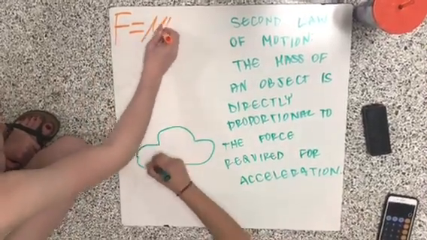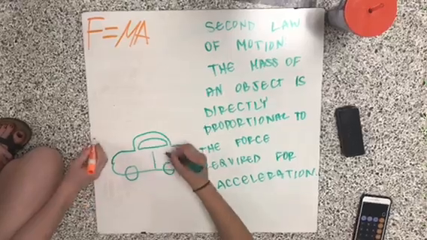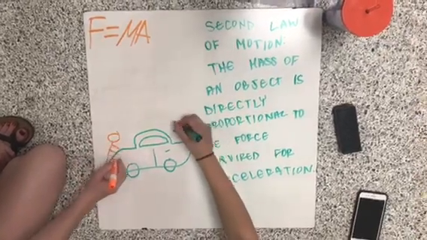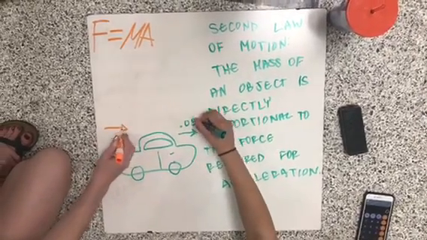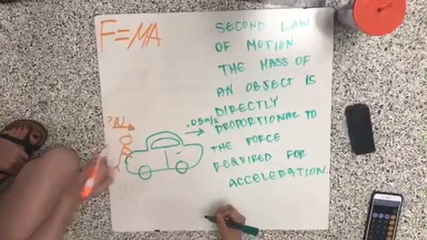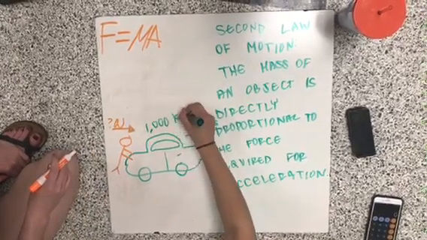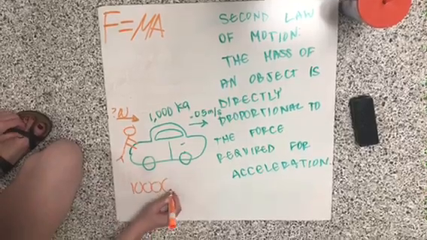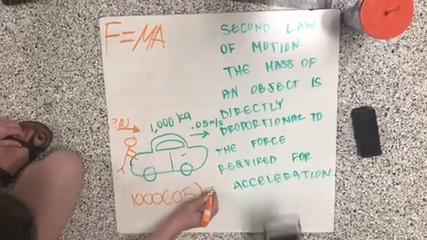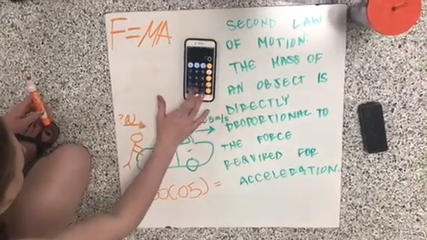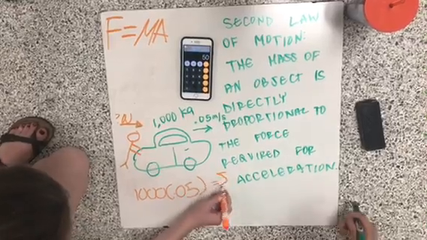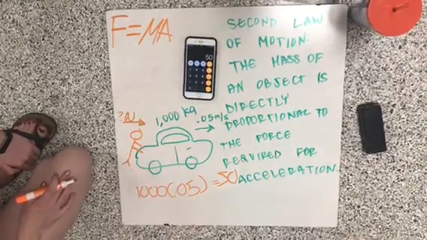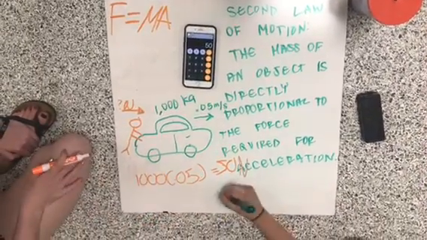We can use Newton's second law of motion in this example to figure out how much force a person needs to exert on a car for it to move. By using our equation, force equals mass times acceleration, and plugging in 1,000 kilograms for the mass and 0.05 meters per second squared for the acceleration, we can find that the force needed to move the car is 50 newtons.